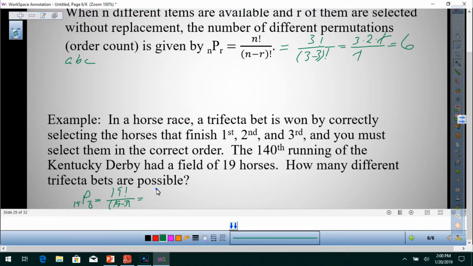So, 5,814. Factorial is menu 5, 1. All right. So there are 5,814 different possible arrangements of those 3 horses. And I guess if you were laying a bet, it would be 1 out of 5,814. Okay.